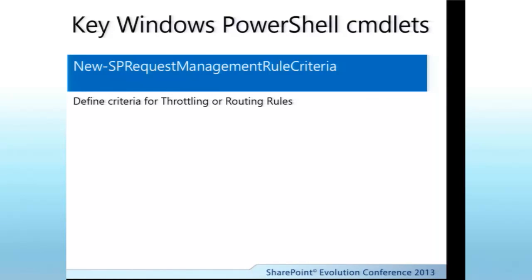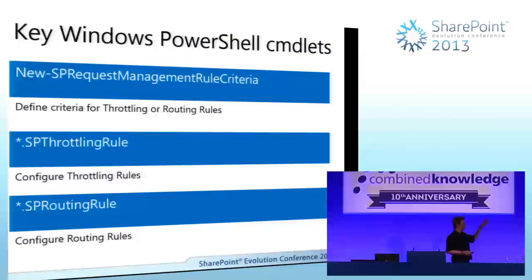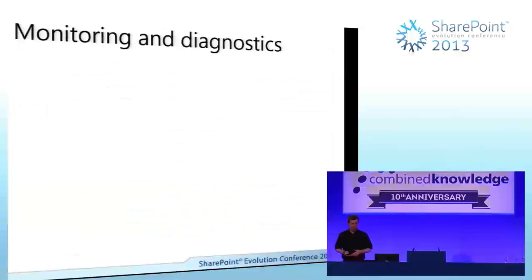Then we have our rule criteria and the two individual types of rules. So the first one is really just a definition of which HTTP property we're interested in, what the match type is, and what the string value we want to compare it to is. And then we have two sets of commandlets for creating, deleting, and so on, the individual throttling and routing rules. So it's fairly simple. There's really only six kind of families, if you like, of commandlets to work with.